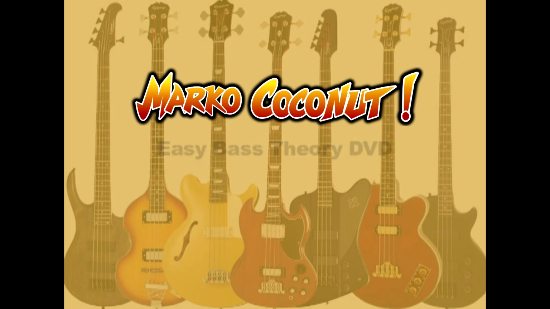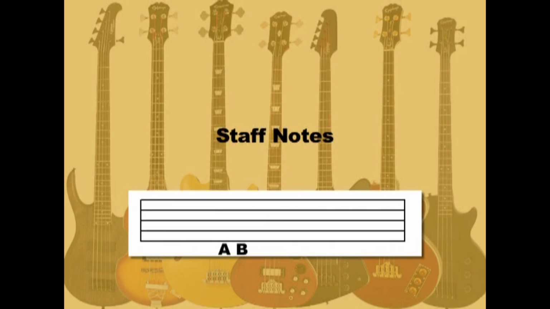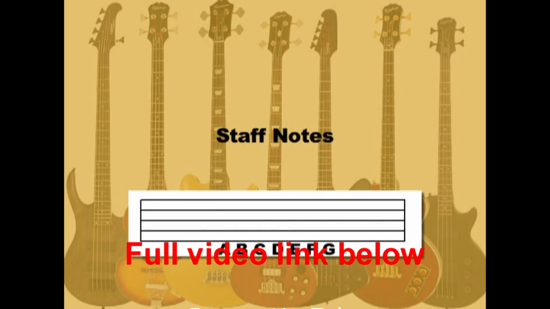Music is traditionally written on a staff. A staff consists of 5 lines and 4 spaces, which represent the different notes of the musical alphabet. The notes represented on the staff come from our musical alphabet. They are A, B, C, D, E, F, and G.